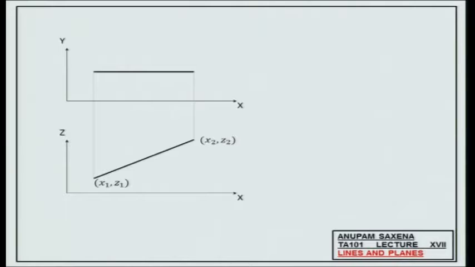In the horizontal plane, let's say the coordinates are x1, y1 and x2, y2. All right. What would be the length, rather the true length, of this line whose projections are given there?